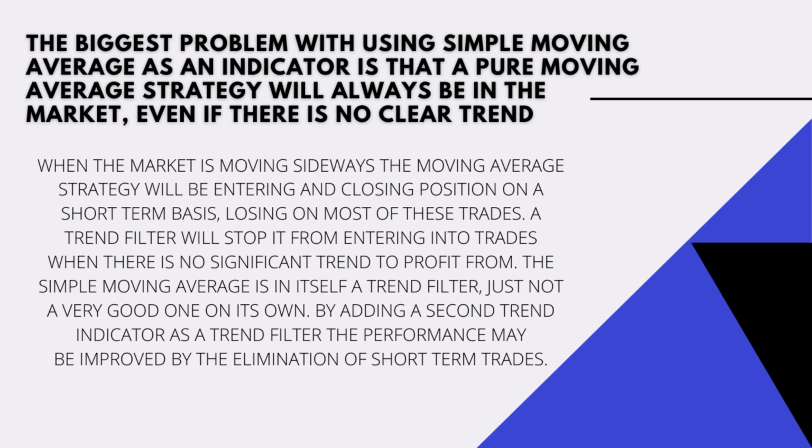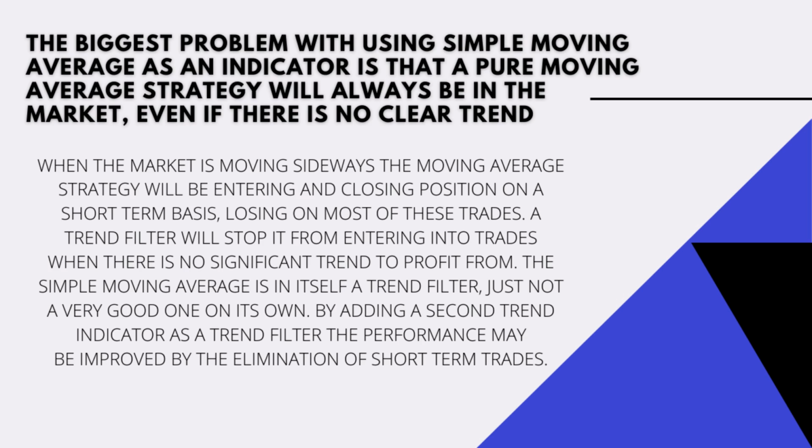The biggest problem with using a simple moving average as an indicator is that a pure moving average strategy will always be in the market even if there is no clear trend. This may be the most common case because the time series may just be mean reverting for a long period of time. When the market is moving sideways, the moving average strategy will be entering and closing positions on a short-term basis, losing on most of these trades.